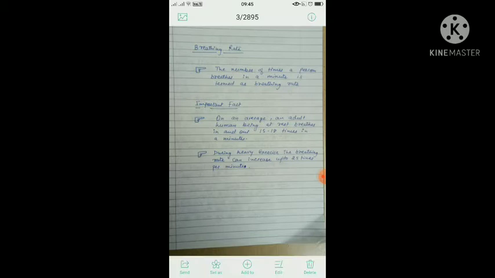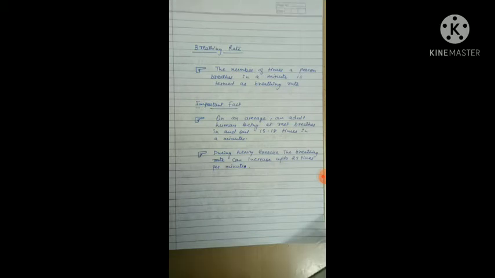Important facts on inhalation, exhalation and breathing rate. The first point is, on average, an adult human being at rest breathes in and out 15 to 18 times in a minute. Point 2: during heavy exercise, the breathing rate can increase up to 25 times per minute.